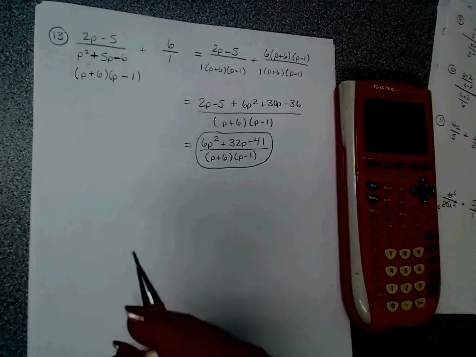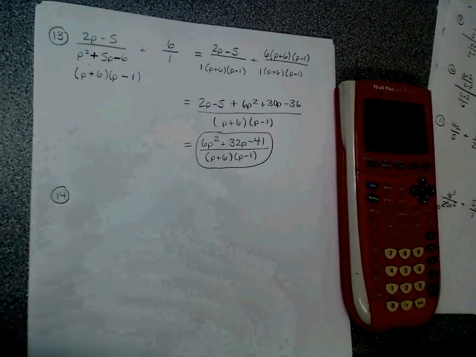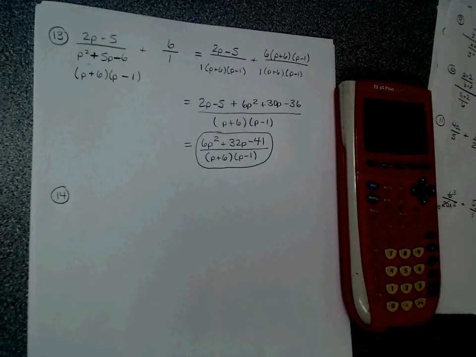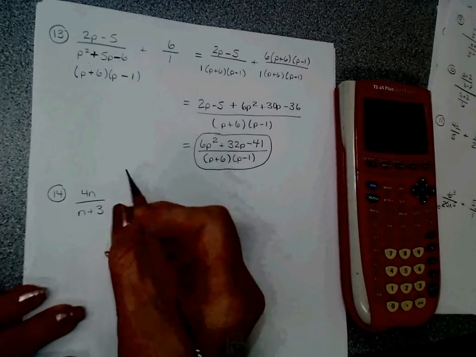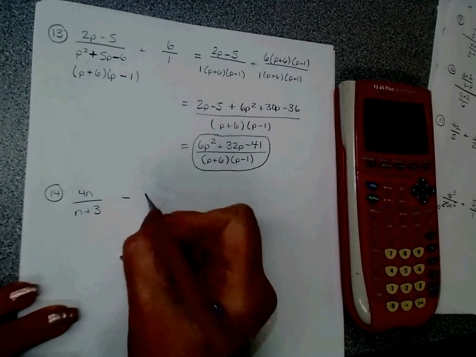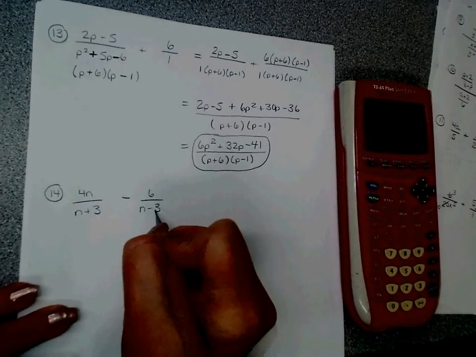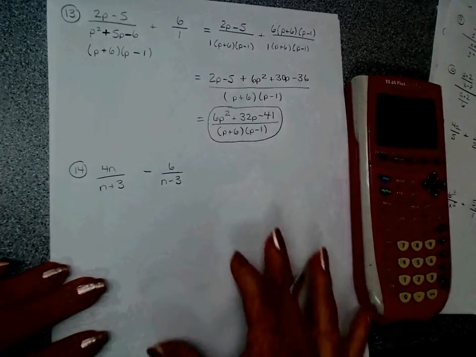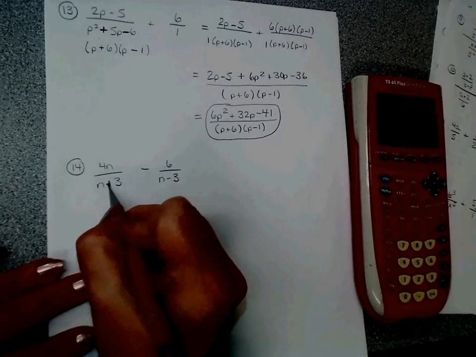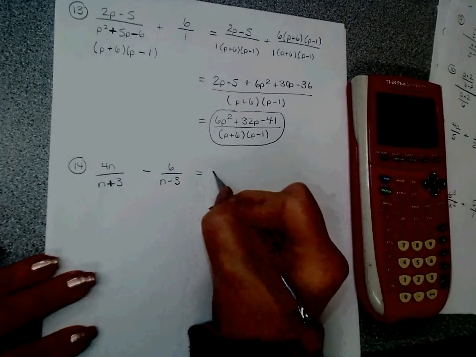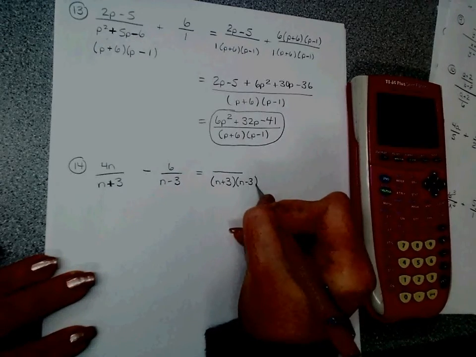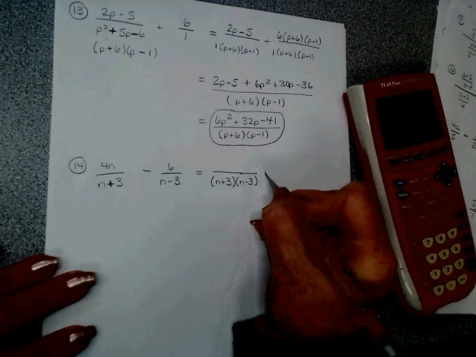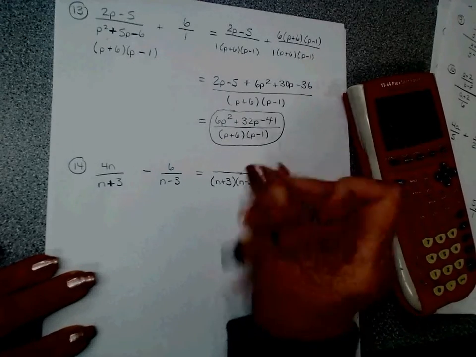All right, problem 14 is a subtraction problem. 4n over n plus 3 minus 6 over n minus 3. Okay, there's no factoring to be done because they're both already as low as they'll go, but I need a common denominator. My common denominator is going to have an n plus 3. It's also going to have an n minus 3. Whoops, it's not a plus, it's a minus.